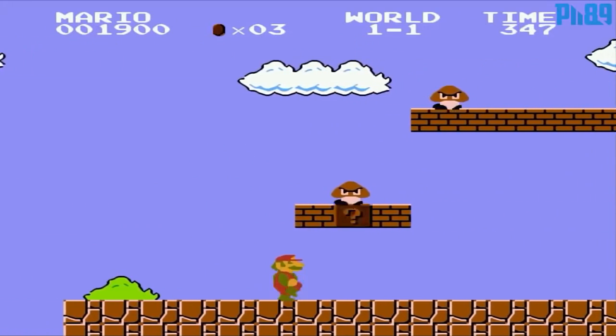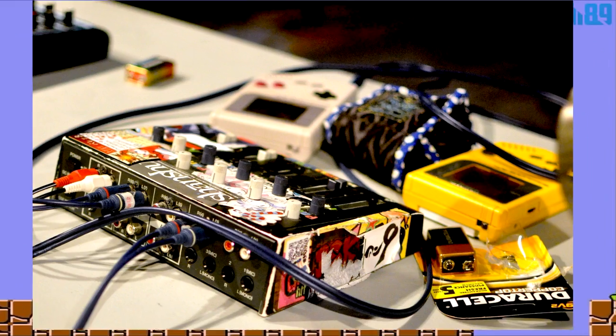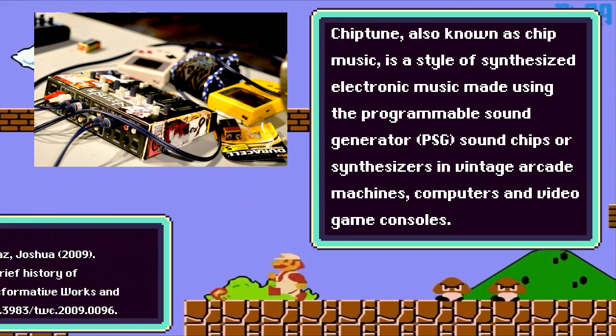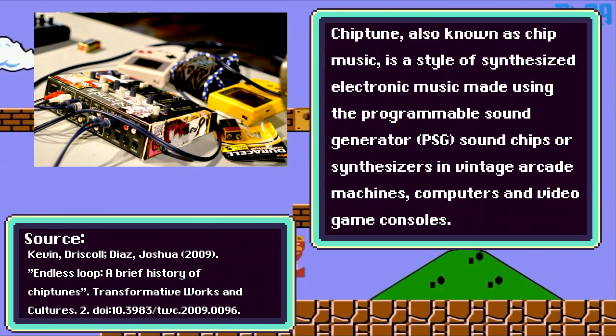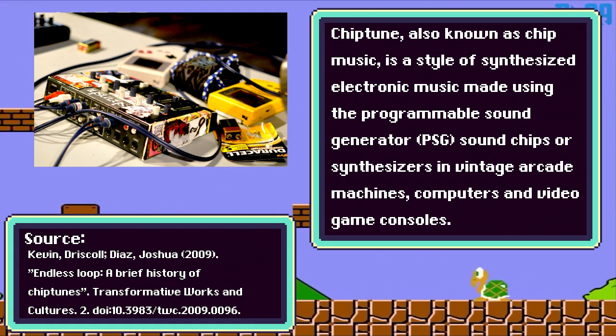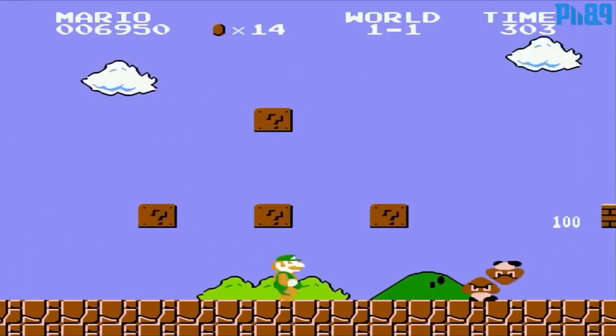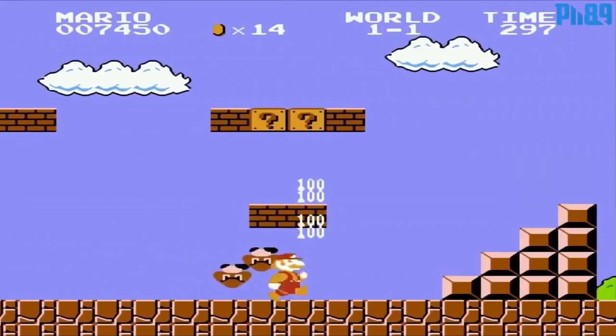Game composers had to be extremely creative with what they were given to record music. The type of music they started to create was called chiptune, also known as chip music, which is a style of synthesized electronic music made using the programmable sound generator, or PSG, sound chips, or synthesizers used in vintage games. Mario's theme that's playing right now is an example of this form of music.